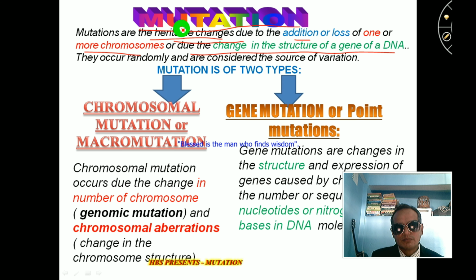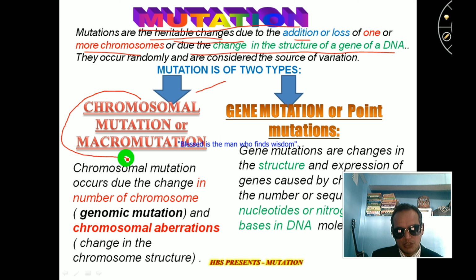Okay, now, this mutation is of two types. One is chromosomal mutation. From the definition you understand, if there is a change in the number of chromosomes, it causes chromosomal mutation.